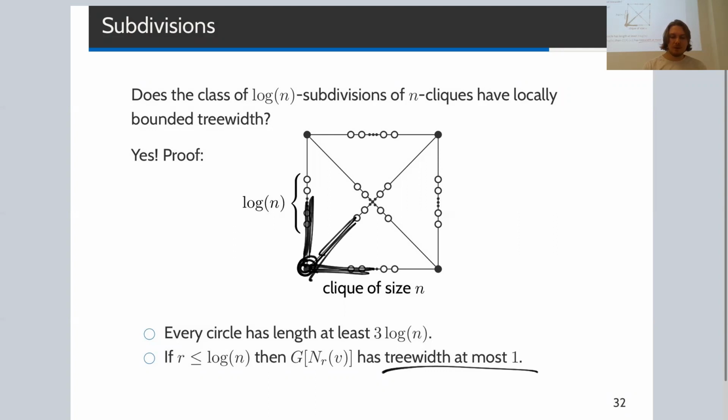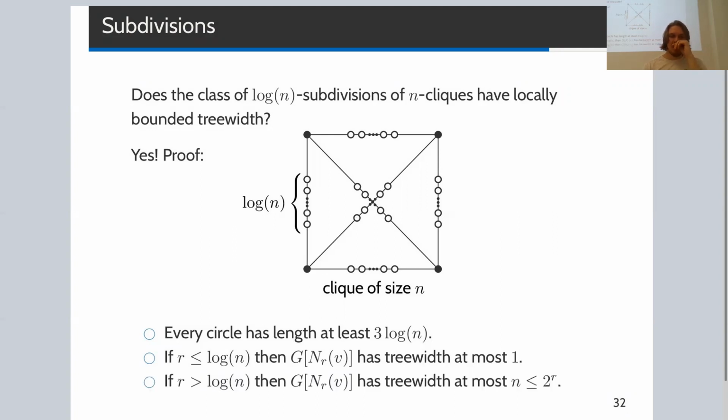On the other hand, and now it gets interesting, what if r is larger than log n? Then we don't know anything. The tree width can be n. But n is then bounded by 2 to the r. And this is now very nice. If r is larger than log n, then the size of the graph and therefore also the tree width is bounded by 2 to the r. And this completes the picture.